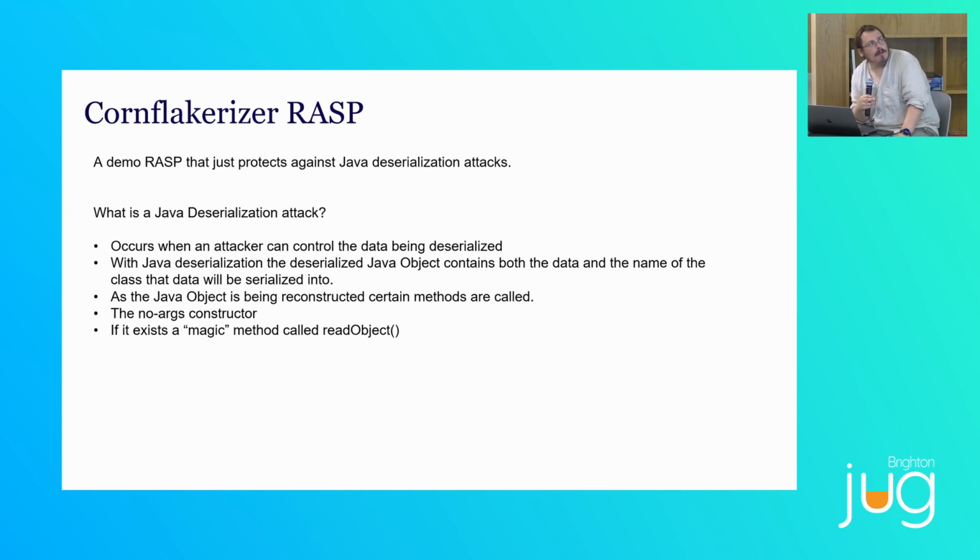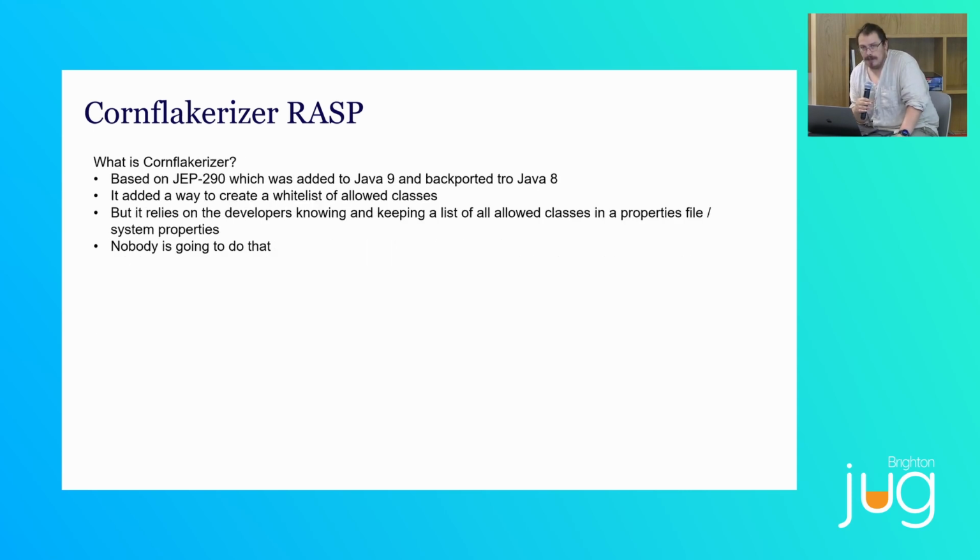So a while back, I created something called Flakerizer, which is based on an attempted fix in Java, JEP 290, which I'm sure everyone knows, which was added to Java 9 and then backported to Java 8 in a weird way. And this didn't really work very well. I mean, it worked fine if you did everything correctly and you knew about it, but no one did, and no one would ever use it correctly. Essentially, you could create a whitelist in a properties file saying all of the classes you're meant to be able to deserialize. That's fine if the developers do that, but then who the hell would? And if you knew there was a problem with it, then you wouldn't use Java deserialization in the first place. So it wasn't great.